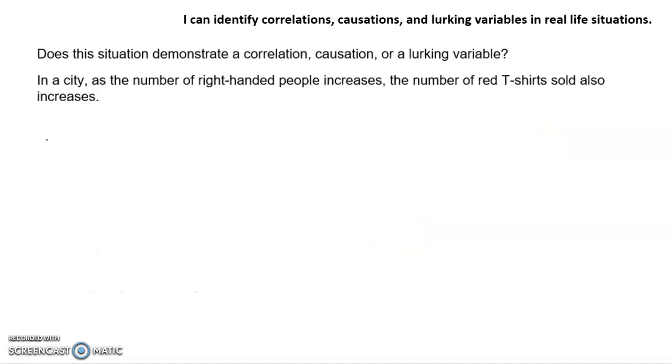So let's look at some more examples. Does this situation demonstrate a correlation, causation, or a lurking variable? In a city, as the number of right-handed people increases, the number of red t-shirts sold also increases. Well, there's really no reason, right? There's no reason you have more right-handed people and you have more red t-shirts sold. So we would say this is just a correlation because there is no cause and effect relationship here.